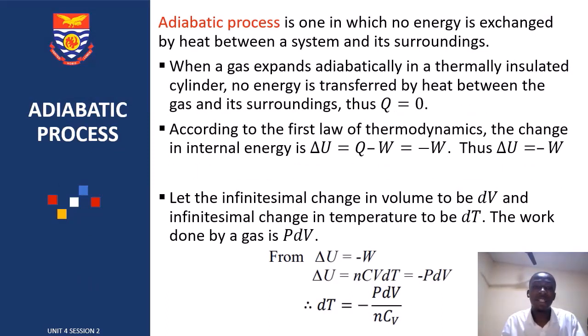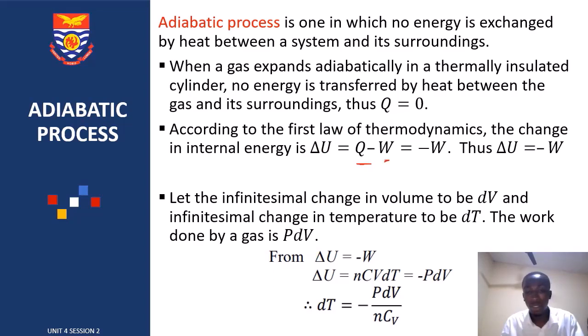We can explain an adiabatic process as one in which no energy is exchanged by heat between the system and its surroundings or environment. Because there is no transfer of energy between the system and its environment, we can represent our Q to be equal to what? 0. And from our first law of thermodynamics, we know that internal energy is equal to what? Heat.